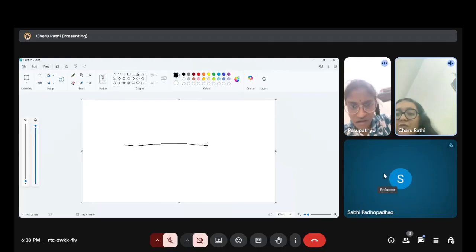This is how my x-axis looks. This is how my y-axis looks. This is my negative x-axis. So what was the value you gave me?